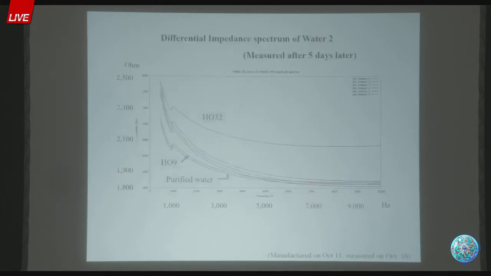An interesting point was observed for water 2: measured 5 days after manufacturing, HO32 shows higher impedance compared to this purified water. And HO9 is almost similar to the purified water, so there was almost no difference. But HO32 showed higher resistance.